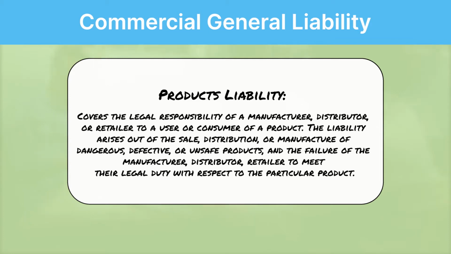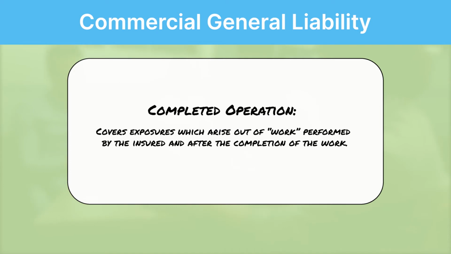If the user or consumer sustains an injury or property damage caused by the product, liability will be imposed. And completed operations liability. Completed operations covers exposures which arise out of work performed by the insured and after the completion of the work.